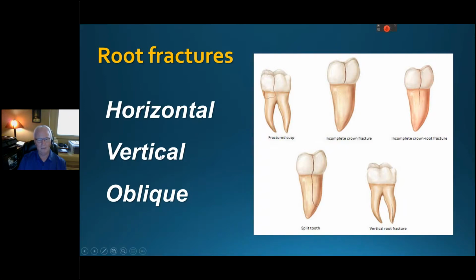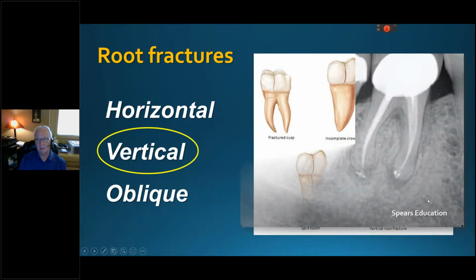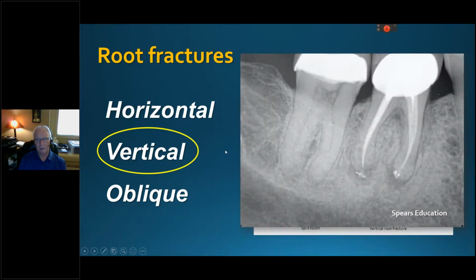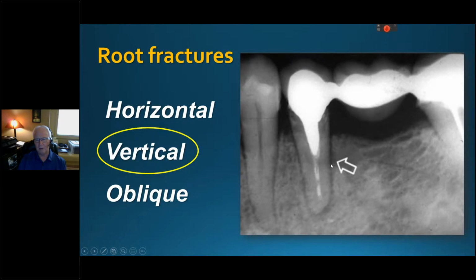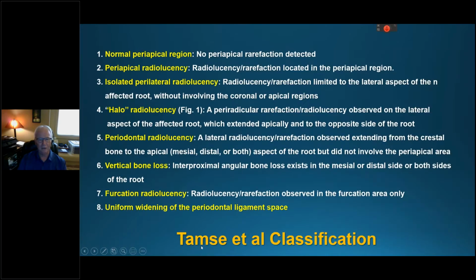Horizontal, pretty easy to find. Vertical are the tough ones. Oblique are probably the most common. So let's see. This is from the internet, from the Spears Education Center, and what they were looking for. They were looking for, well, there might be a fracture if you see a lucent area adjacent to the tooth. Well, that's what 2D imaging can show you.